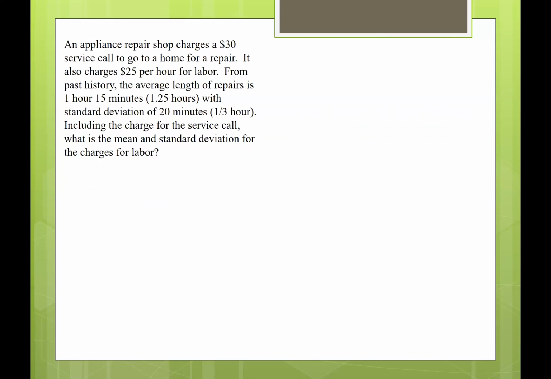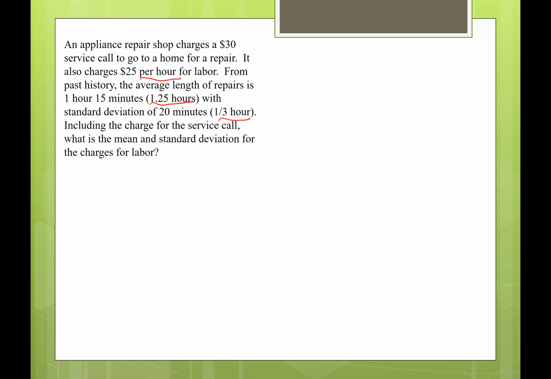An appliance repair shop charges $30 service call to go to a home for a repair. It also charges $25 per hour for labor. From past history, the average length of calls is 1.25 hours with a standard deviation of 1/3 of an hour. Including the charge for service call, what are the mean and standard deviation for the charges for labor? So make sure, since this is measured in per hour, that we use the hours and not the minutes.